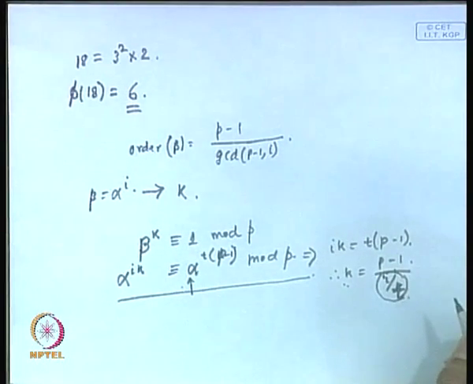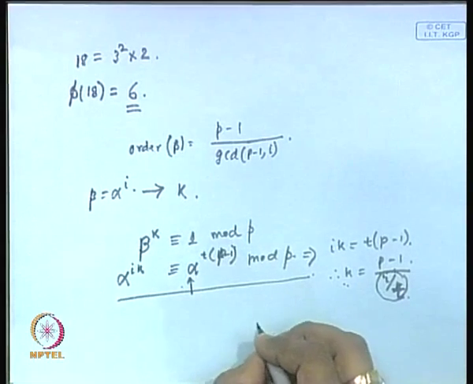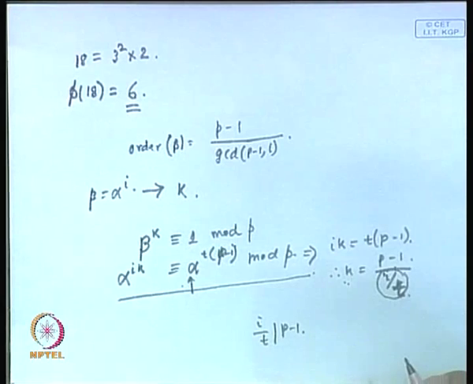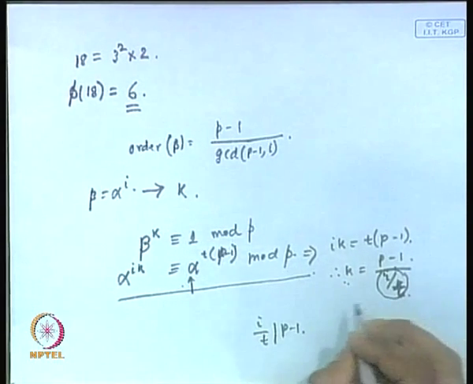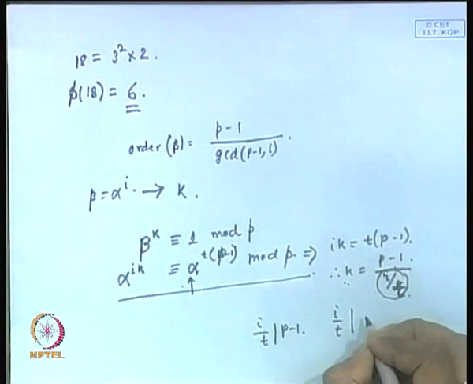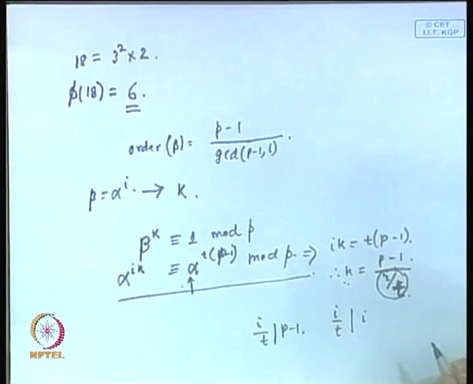So I by t has to divide p minus 1, right? So I by t has to divide p minus 1. And what is the other thing that you observe from here? That I by t has to be a factor of I also, right? So I by t is also a factor of I, right?